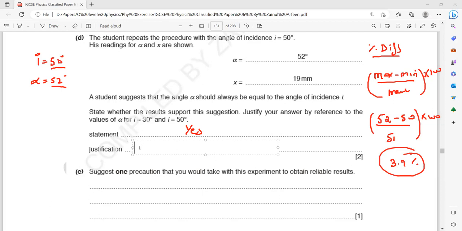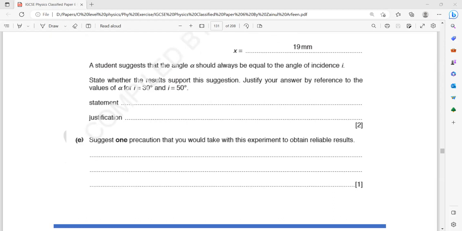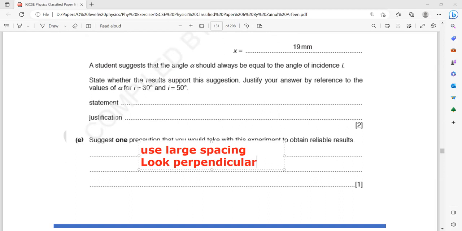Then state one precaution that you would take with this experiment for a reliable result. For the optical pin method, what precautions should we take? We should use a large distance between the pins. We should always look perpendicular, view the base of the pin, and use thin pins or thin lines. So these are some precautions you should take: use large spacing between the pins, look perpendicular, view the base of the pin.